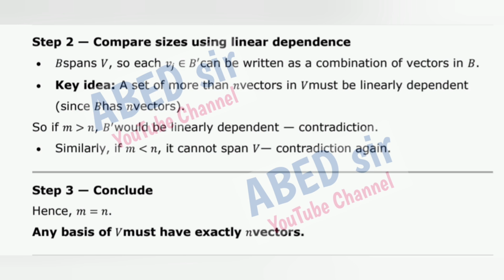Key idea: a set of more than n vectors in V must be linearly dependent, since B has n vectors. So if m is greater than n, B' would be linearly dependent. Contradiction. Similarly, if m is less than n, it cannot span V. Contradiction again. Step 3. Conclude. Hence, m is equal to n. Any basis of V must have exactly n vectors.